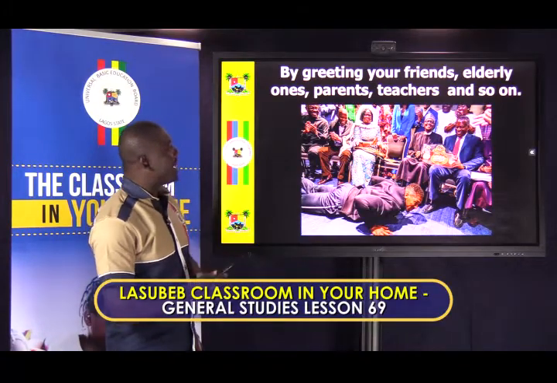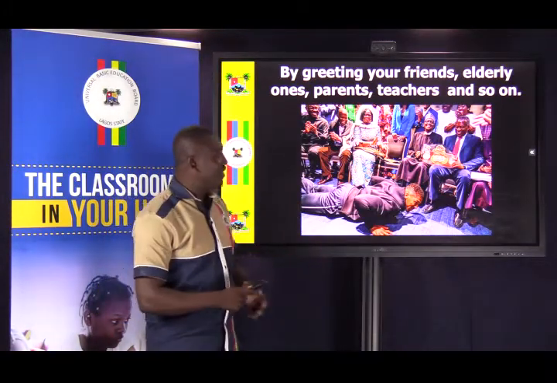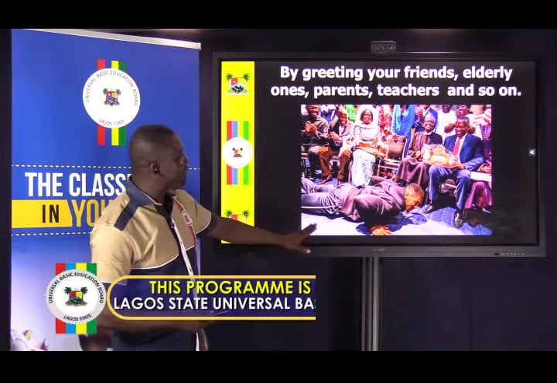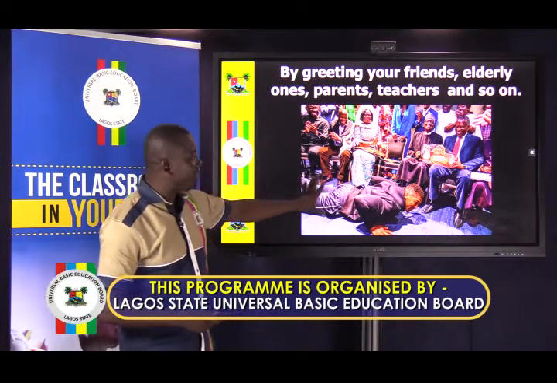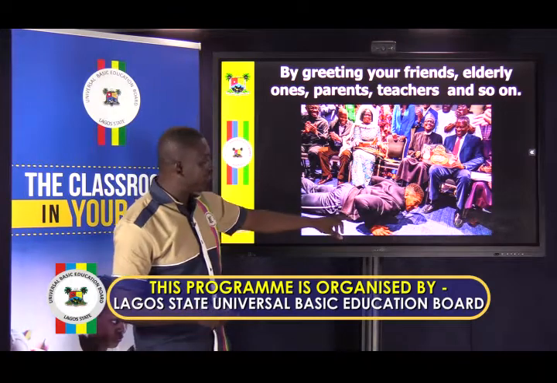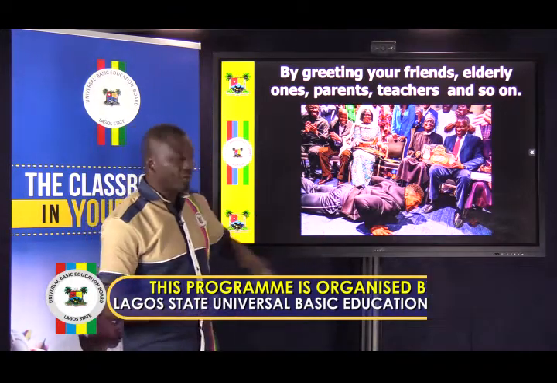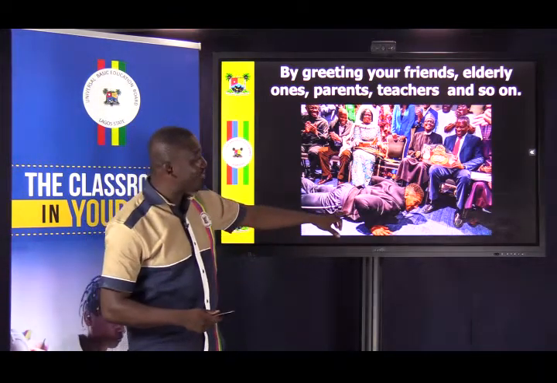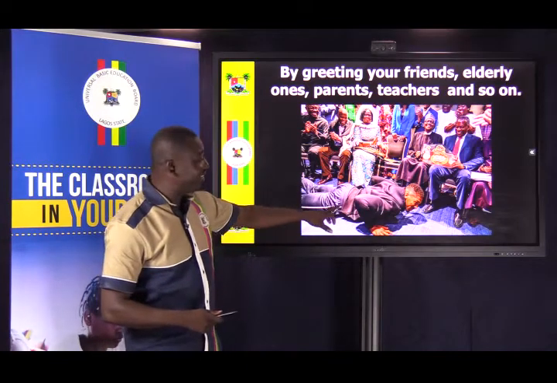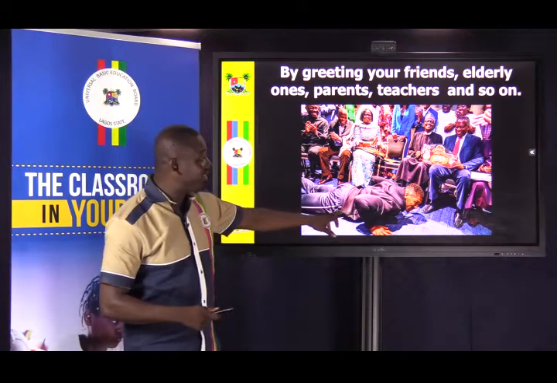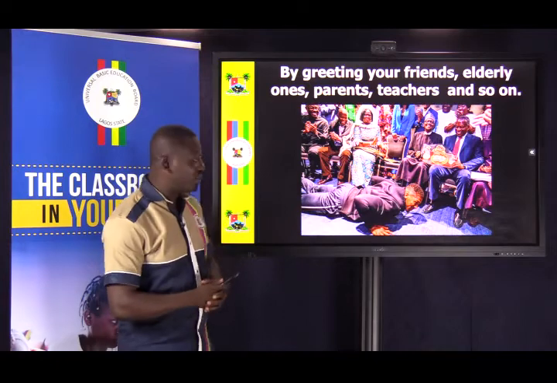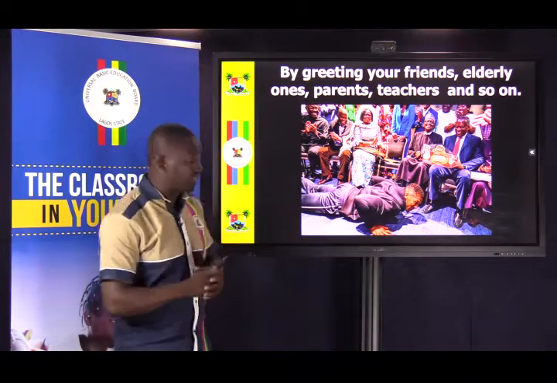Okay, if you look at this picture on the screen, you would see a man prostrating for people around him. And who is this man? Can you tell me who this man is? Look at the screen very well. Yes, that is Anthony Joshua, the person holding the heavyweight title. He is a world champion in boxing, okay?